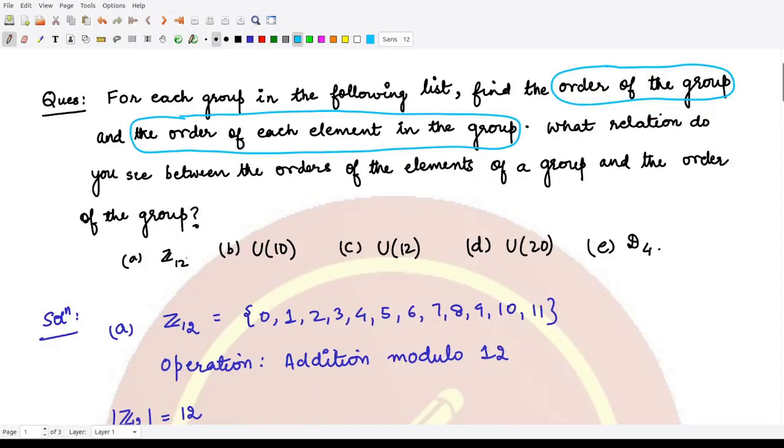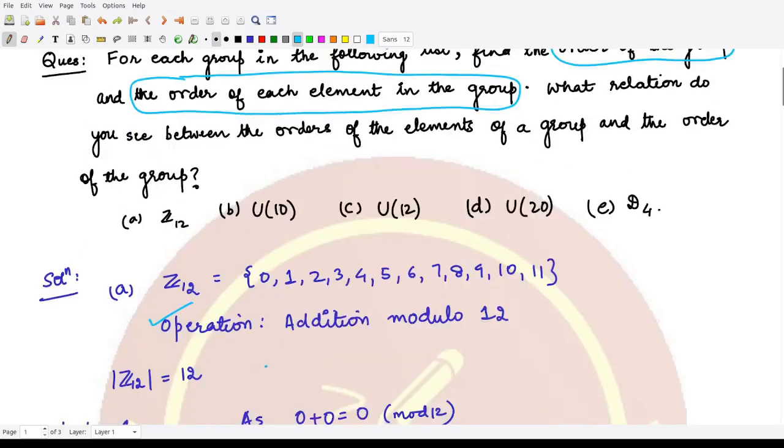Here our first group is Z12. You know what is Z12? It is the group of all the integers less than 12 with the operation of addition modulo 12. So we have the elements starting from 0 up to 11. How many such elements are there? If you remember the definition of the order of the group, it is the number of elements present in the group. So in total there are 12 elements, and the order of this group is 12.